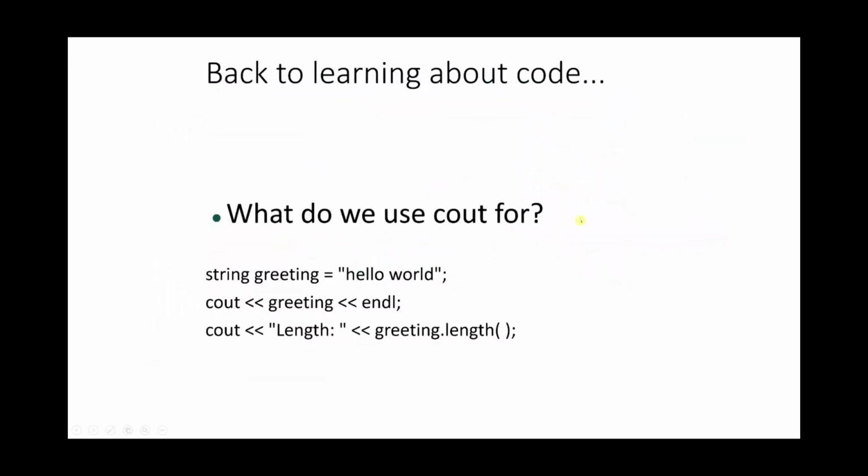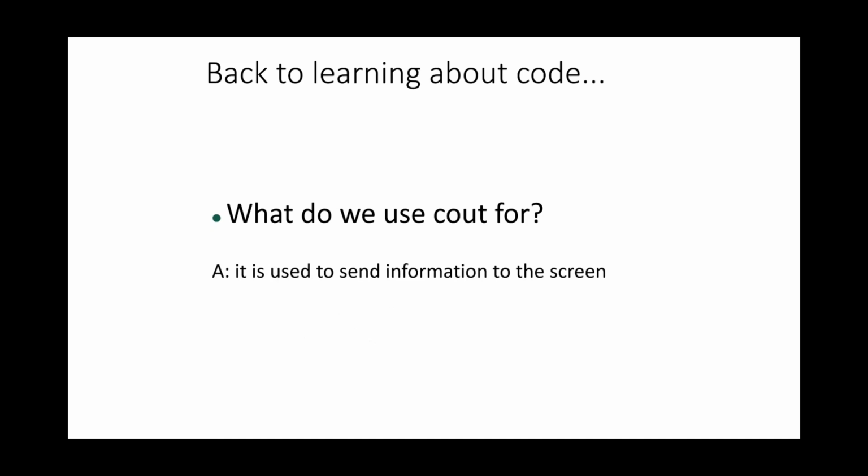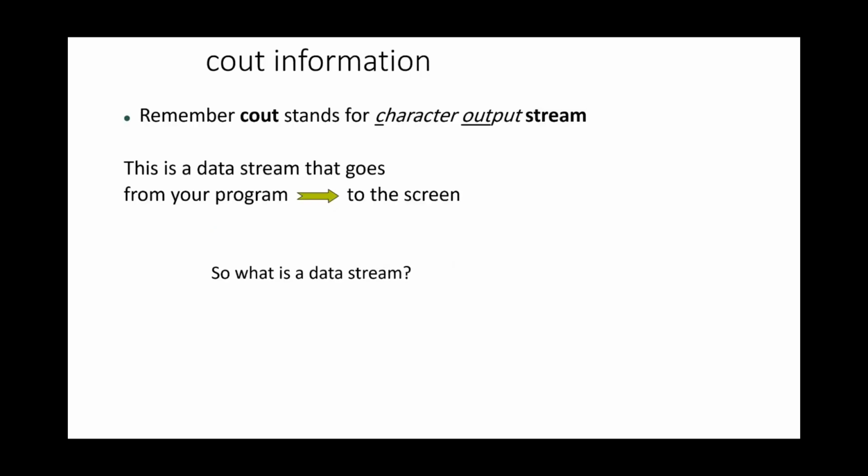Okay, so why do we use cout? We use cout to send information to the screen. The screen is the little window that popped up when we clicked on run, the black window. So basically we can say that cout is sending information to the screen. Okay, what is cout? Cout is an abbreviation of character output.